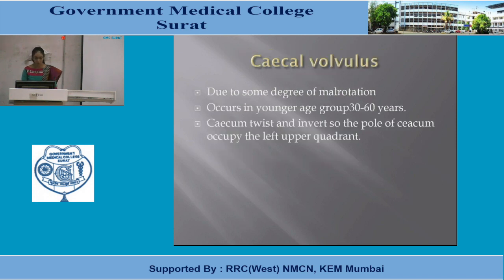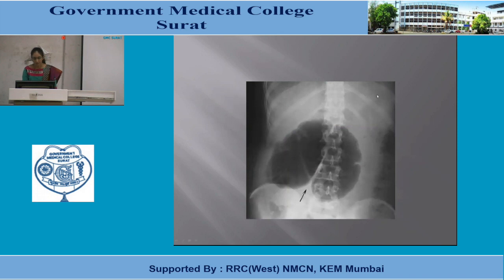What is cecal volvulus? A cecal volvulus occurs due to some degree of malrotation. It occurs in a young age group, mostly 30 to 60 years of age. The cecum twists and inverts, so the pole of the cecum occupies the left upper quadrant. This is an X-ray showing cecal volvulus, in which the air-filled cecum and the proximal ascending colon are seen.